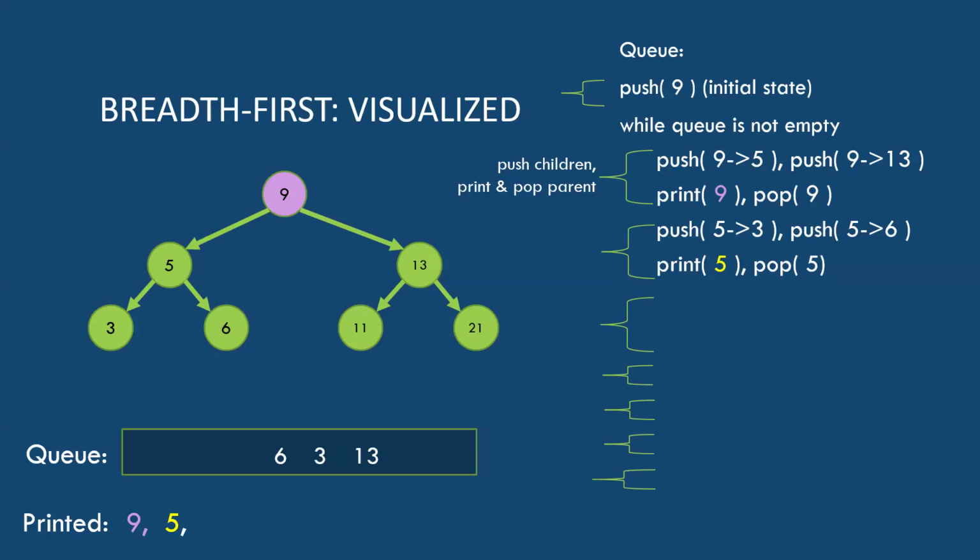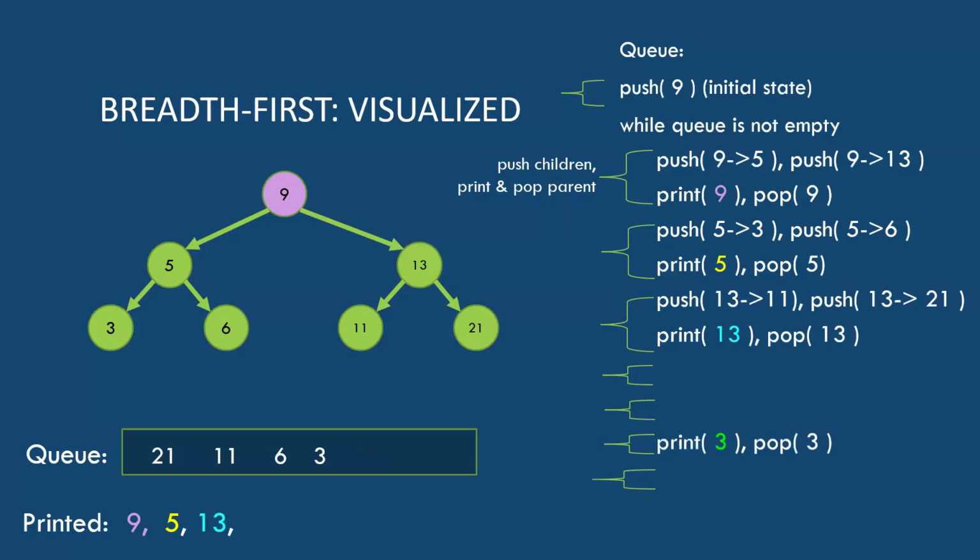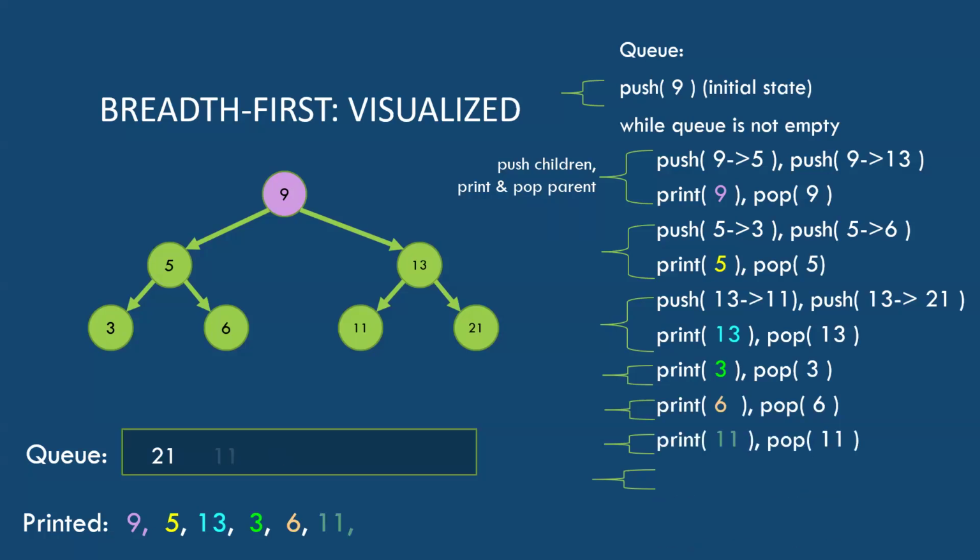And now we're just following that pattern. And it's a little bit magical. We just take the children of 13, push them in, pop the 13, document, and just keep repeating that process, okay? So when the queue is empty, we know we've managed to process all the nodes in the tree, okay? And that's our 9, 5, 13, 3, 6 breadth first traversal.